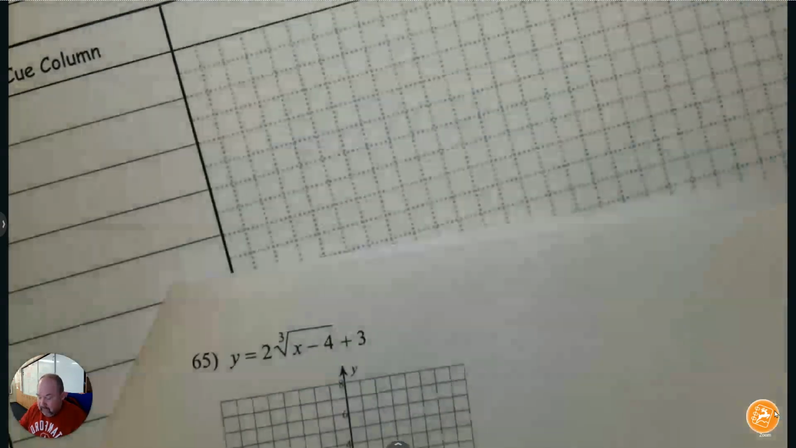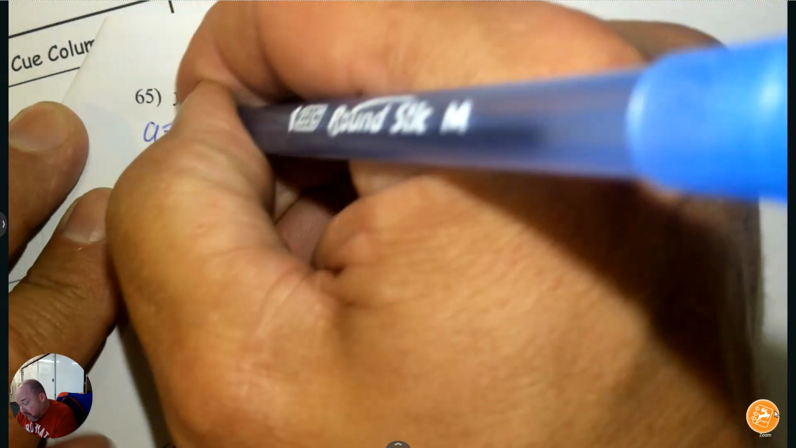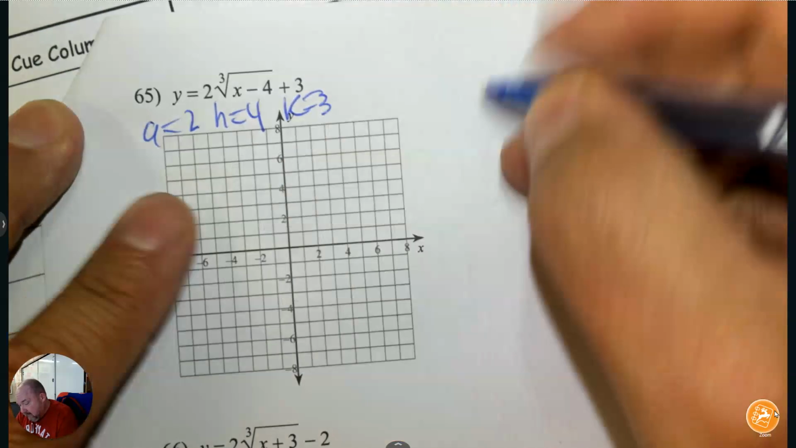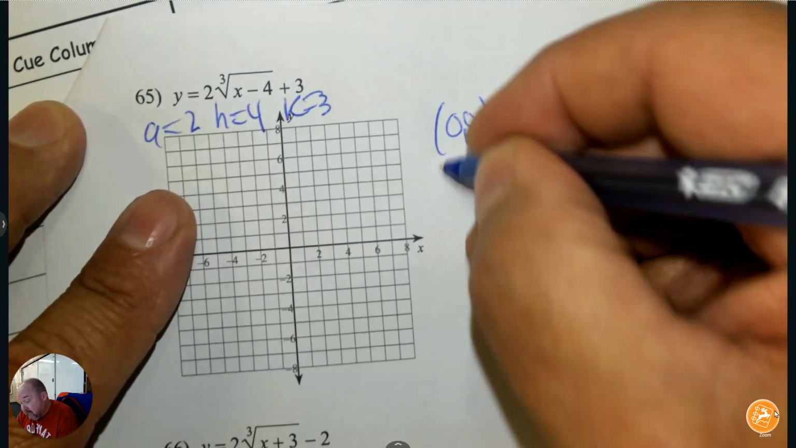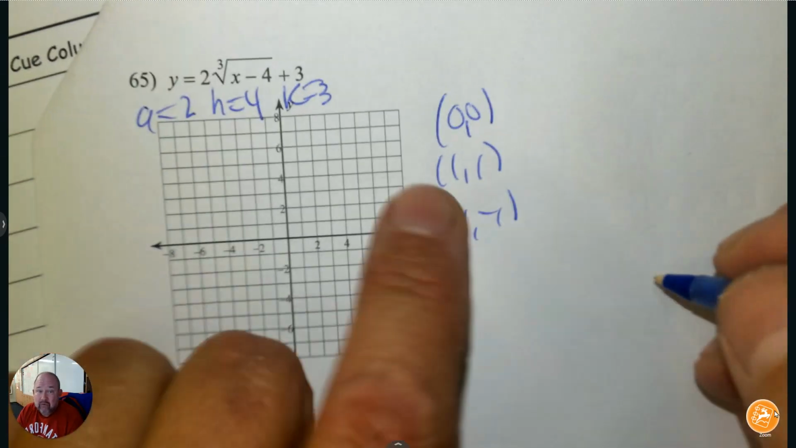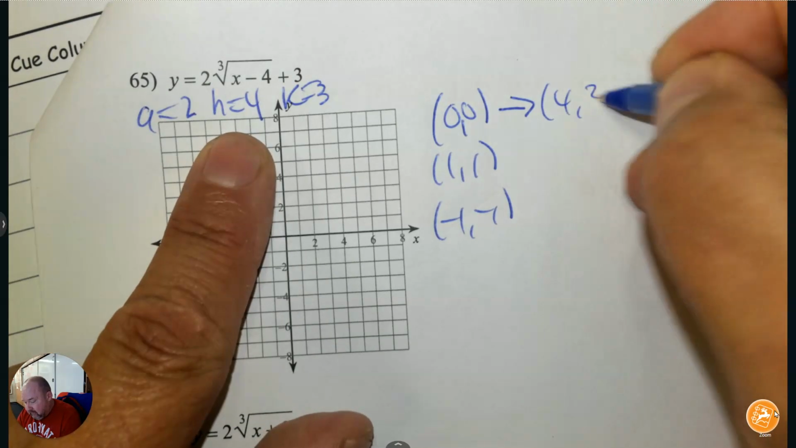All right, last one is, can you graph a cube root? And then we're done. So 3 left. Again, A is 2, H is 4, and K is 3. Change the points. Now for this one, we have 0, 0, 1, 1, but not 4, 2. We have -1, -1. So a cube root can be negative. And then the first one is going to be HK, 4, 3.